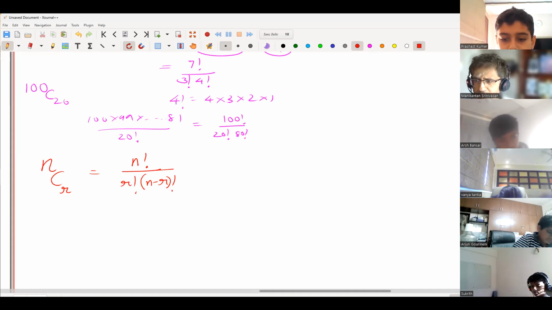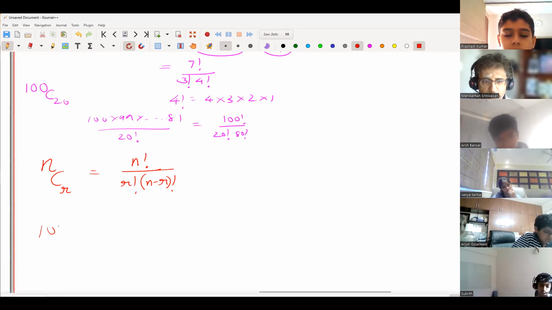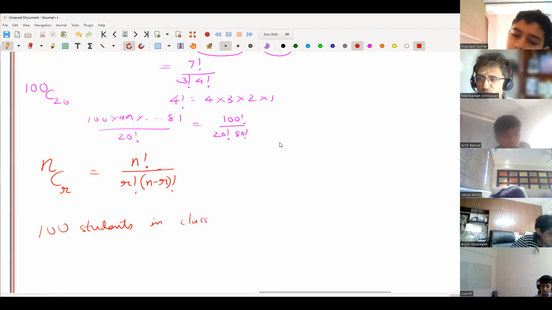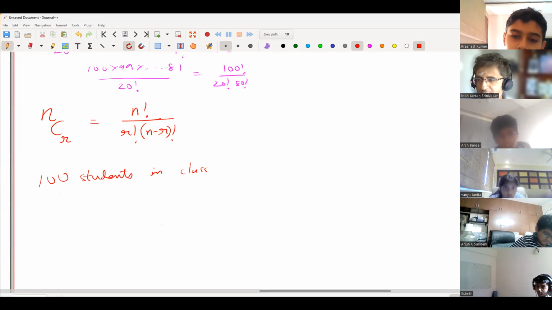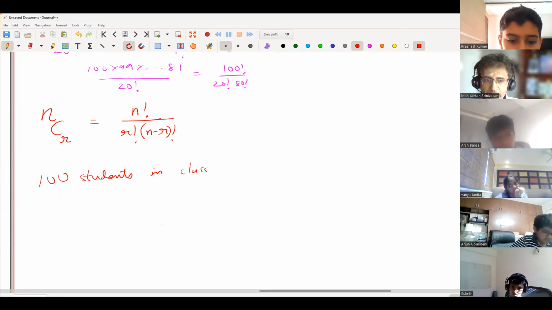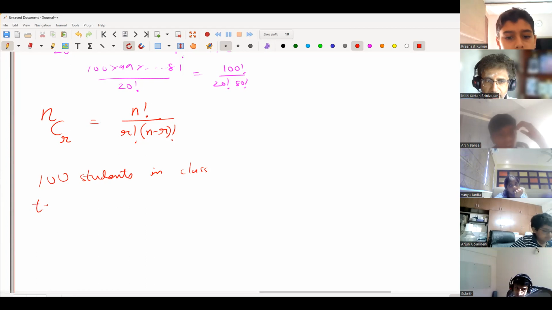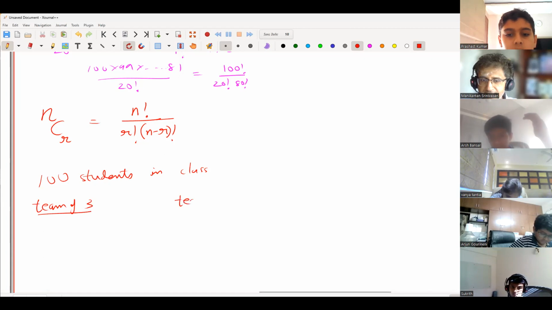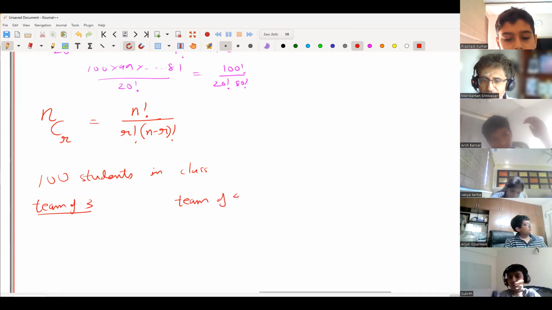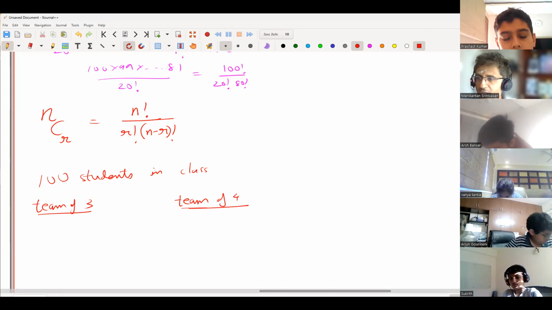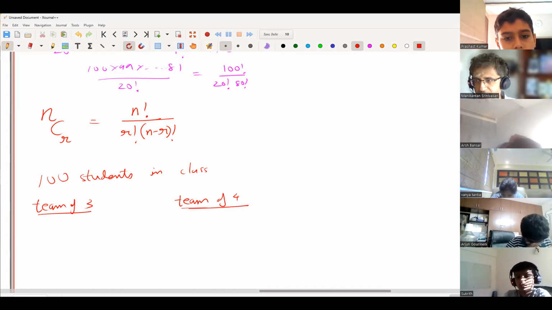All right. Now, a small puzzle type. Let's say there are 100 students in class. Which will have more number of options? You don't have to numerically calculate, just answer intuitively. The school can select a team of 3 or it can select a team of 4. Where will it have more number of options?